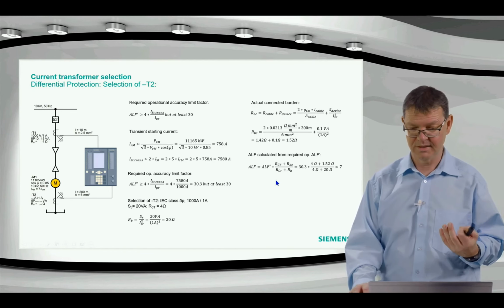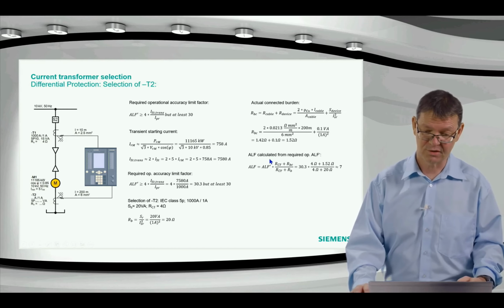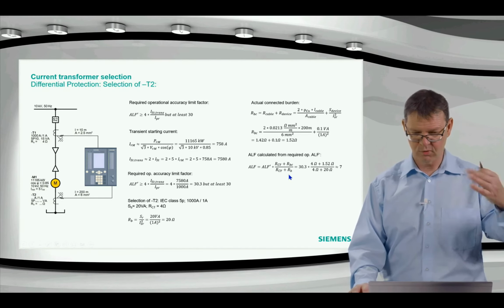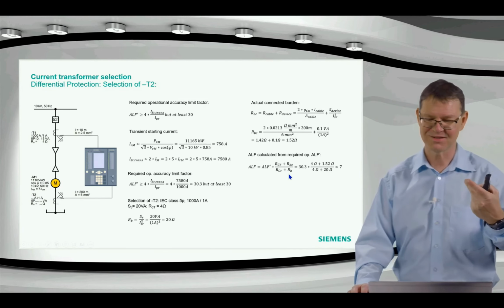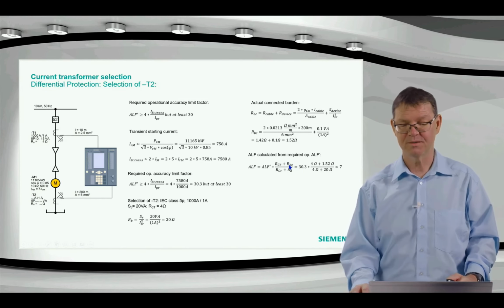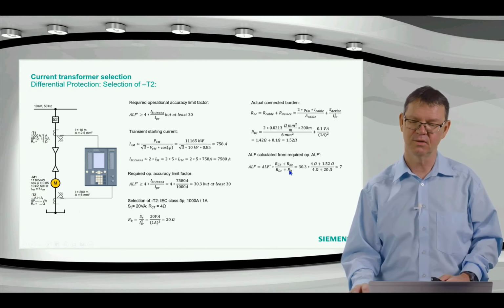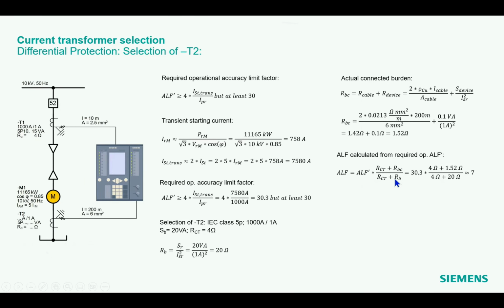It seems the same at the first glance, but if you have a closer look, then this quotient here is just capsized. So I have the connected burden here now in the numerator, and here in the denominator I have the nominal burden. So the value which comes out here is smaller than the required value, because we have again this underburdening. So the result is 7, then I can easily say, okay, let's take 10. So I have a little bit margin here still in there. And then I come to a 1000 amp to 1 amp current transformer, 5P10, 20 VA.